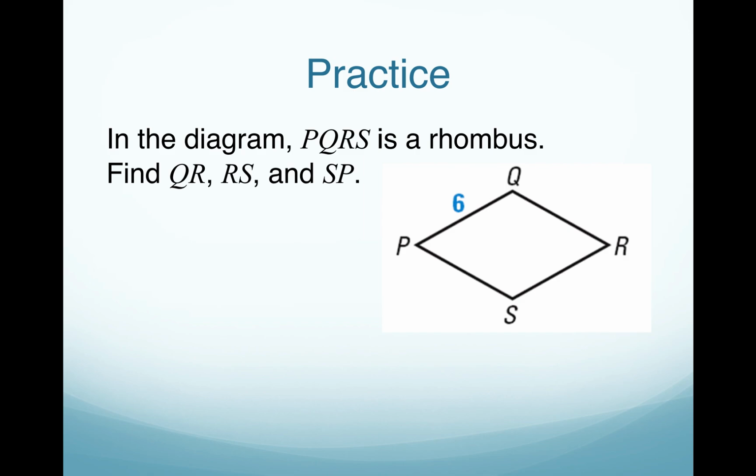Okay, practice. In the diagram, PQRS is a rhombus. Find QR, RS, and SP. Well, we know that in a rhombus, we have four equal sides. So let's look at this picture. We know that PQ is 6, one of the sides is 6, and a rhombus has four congruent sides. That means this side is congruent to this side and to this side. Since one of the sides is 6, all the other sides have to be 6 in order for it to have all congruent sides. So QR is 6, RS is 6, and SP is 6. All the sides are 6.